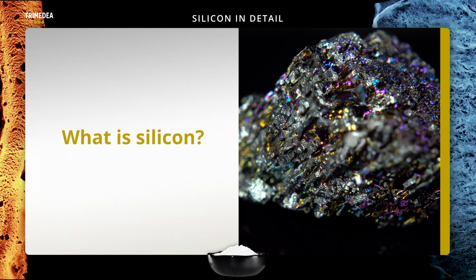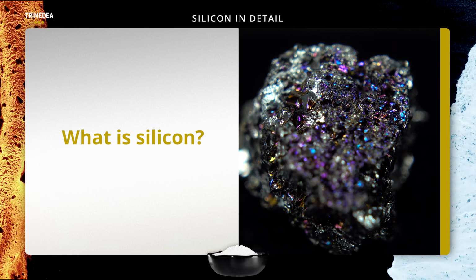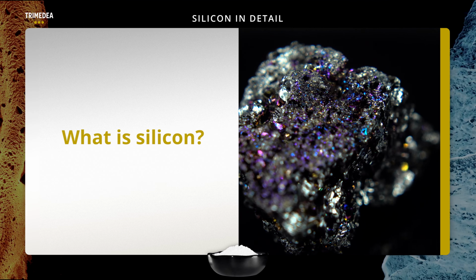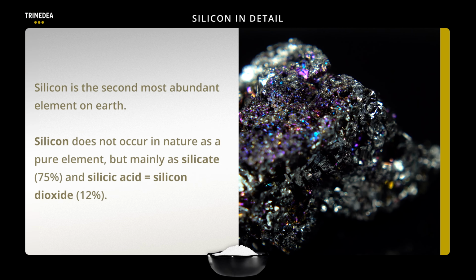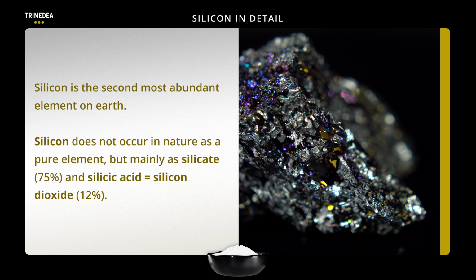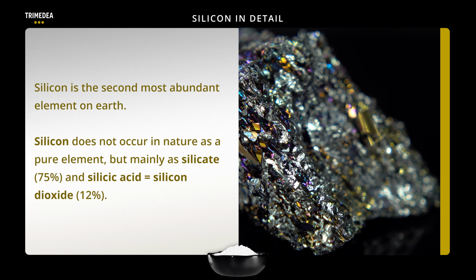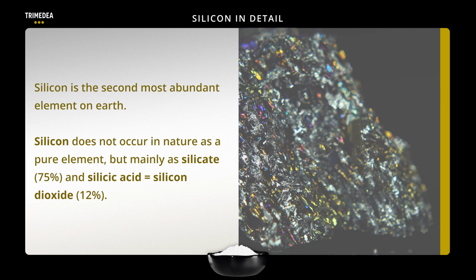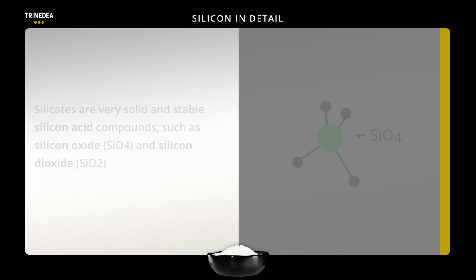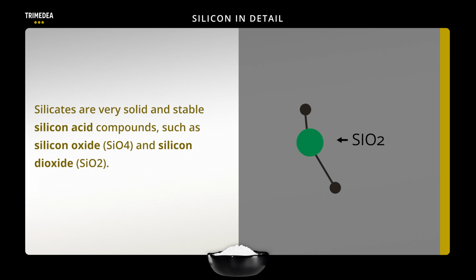What is silicon? Silicon is the second most abundant element on Earth. It does not occur in nature as a pure element, but mainly as silicate, 75%, and silicic acid, or silicon dioxide, 12%. Silicates are very solid and stable silicon acid compounds such as silicon oxide and silicon dioxide.